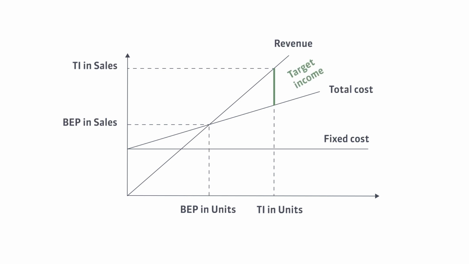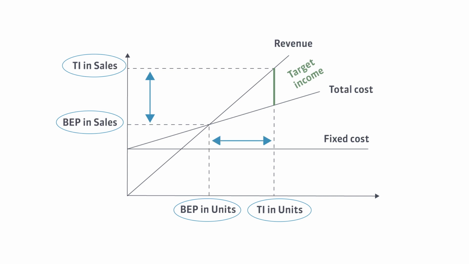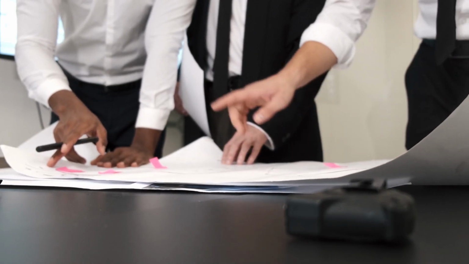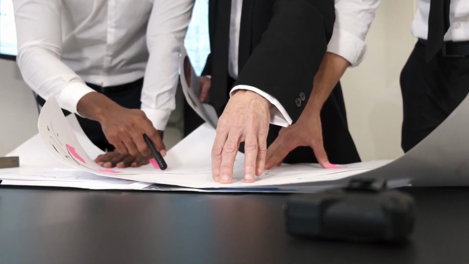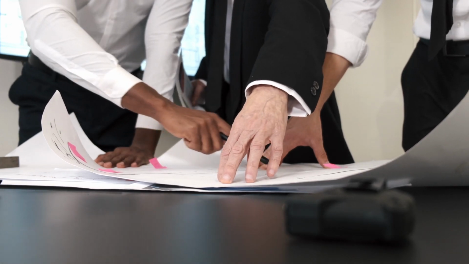The margin of safety is another relationship used in CVP analysis. The margin of safety is the difference between actual or expected sales and the sales at the break-even point. In other words, it is the distance between the break-even point and the current or target sales. For managers, this distance shows how far sales can fall before the company begins operating at a loss.